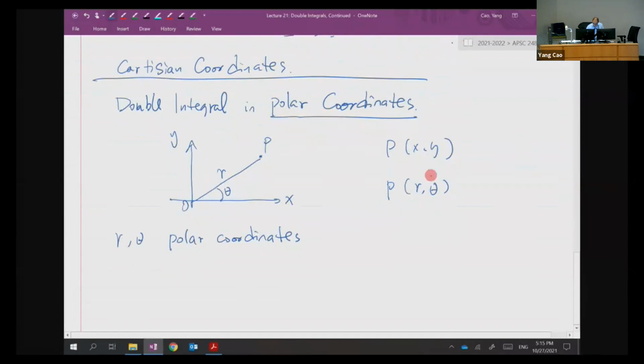And the relationship between r, theta and x, y is fairly straightforward. If you look at the geometry here, this is x, and this is y. So x equals r cosine theta, and y equals r sine theta. So in theory, your x is a function of r and theta, and your y is also a function of r, theta. So that's the connection between your Cartesian and the polar coordinates.